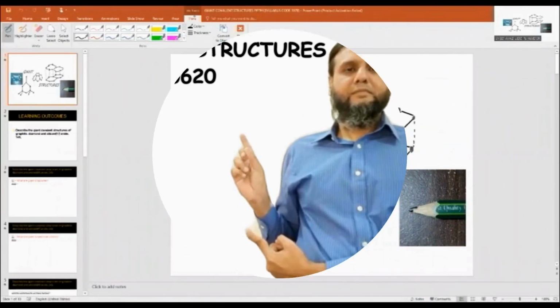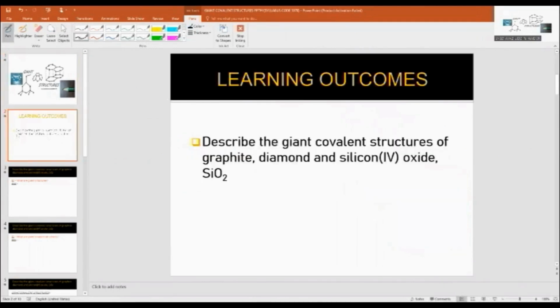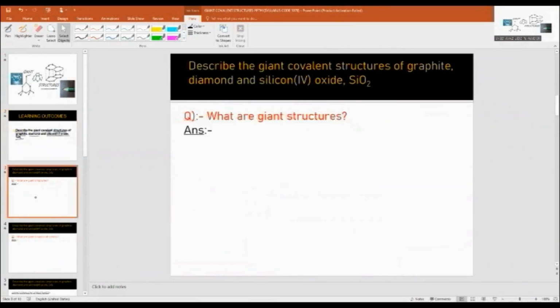This lesson is about giant structures. The learning outcome is to describe the giant covalent structures of graphite, diamond, and silicon 4 oxide, SiO2.